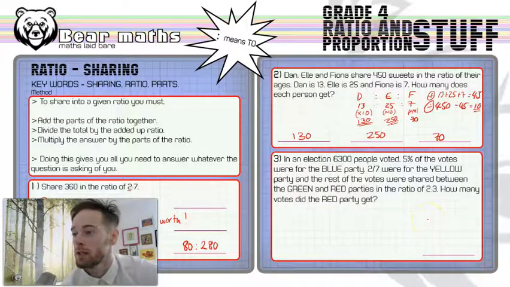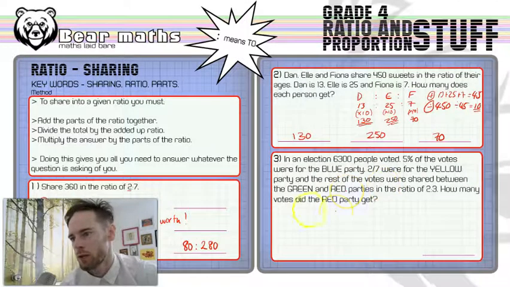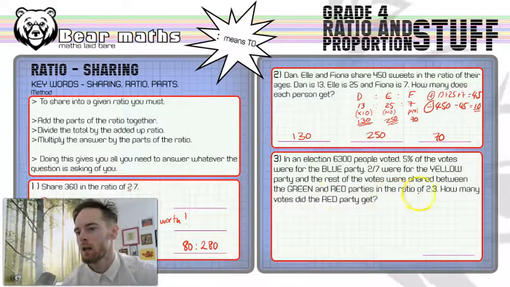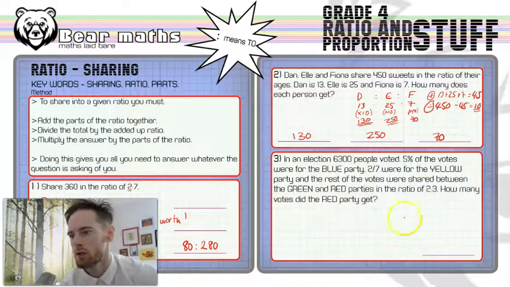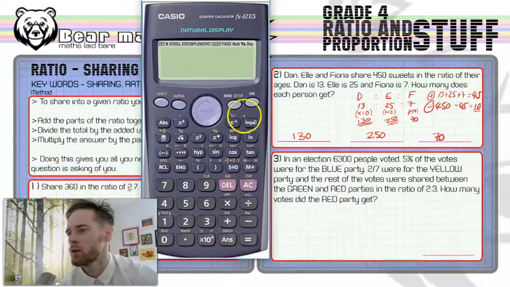So reading it first, in an election 6,300 people voted. 5% of the votes were for the blue party. 2/7 of the votes were for the yellow party. And the rest of the votes were shared between the green and the red parties in the ratio of 2 to 3. How many votes did the red party get? Now there you go. There's the ratio element in this question, and the sharing bit is there, right? But we'll just have to work some things out before we do anything else.